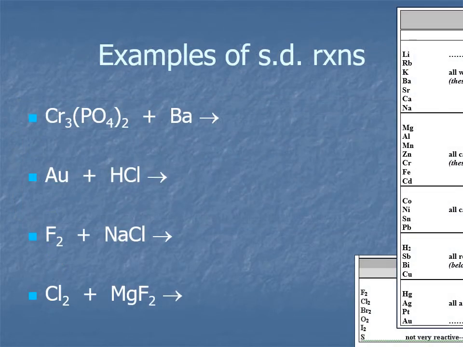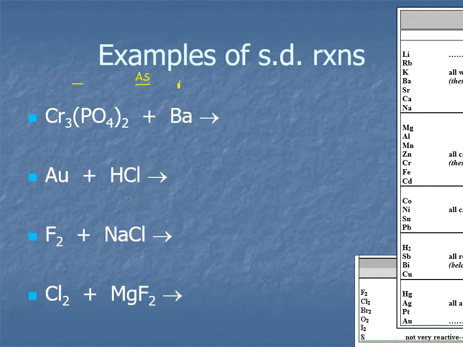Okay, let's do some examples quickly. So here I have chromium phosphate reacting with barium. This is a single replacement reaction. I can see that because I have an element and I have a compound, so I know automatically it's a single replacement, and with a single replacement I automatically consult the activity series. That's just kind of how that strategy should work.